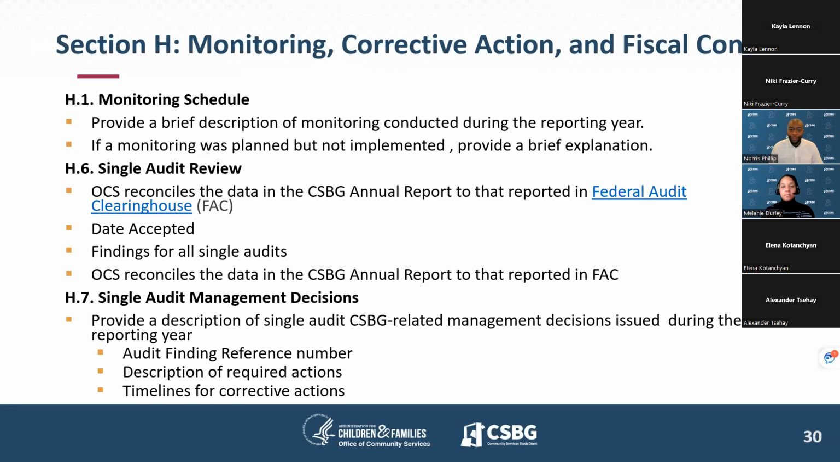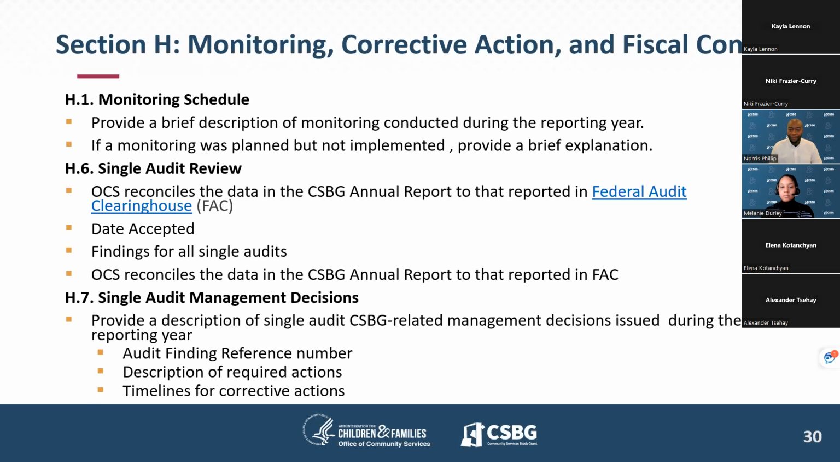H6, single audit review, is to record and report the dates when the CSBG eligible entities' single audits were received and reviewed during the federal fiscal year in accordance with the CSBG regulations applicable to 45 CFR 75.521. This ensures compliance with federal requirements for grant recipients. Additionally, if there are any audit findings that require a management decision by a state, the date of that decision must also be provided. This allows for effective tracking, monitoring, and resolving of audit-related issues while maintaining transparency and accountability in the grant administration process.